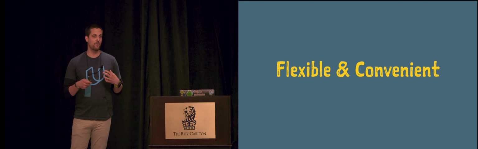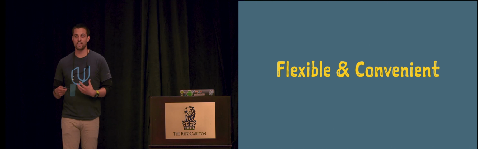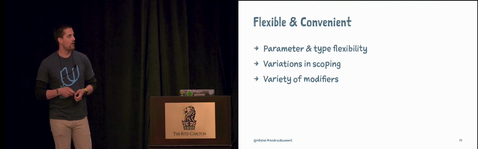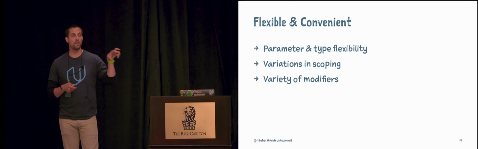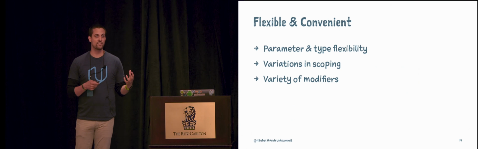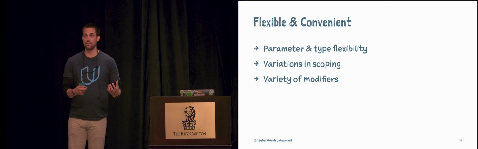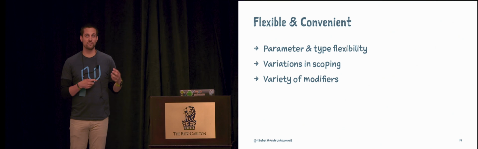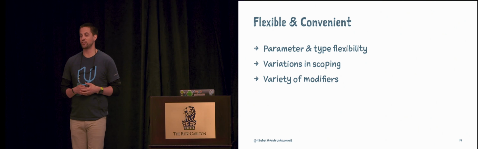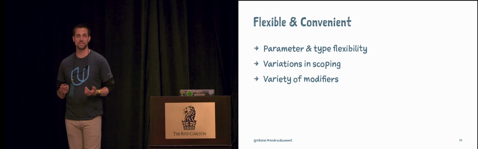Now let's start looking at some of the ways that Kotlin functions are flexible and convenient for our use cases. We're going to look at things like parameter and type flexibility and what we can do with those, and different variations in scoping. Where do we define these? Where can we access them from? And finally, some different modifiers or different types of functions that might change how we interact with them or their performance characteristics.